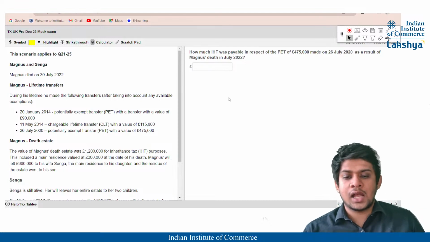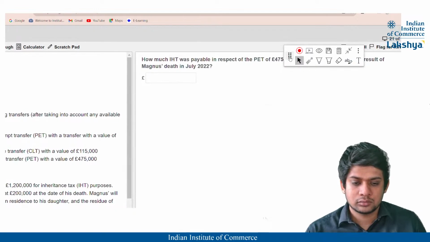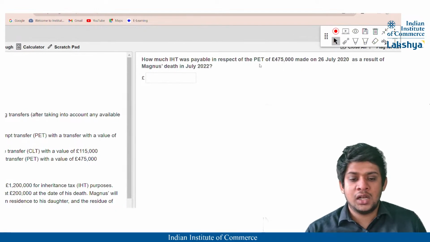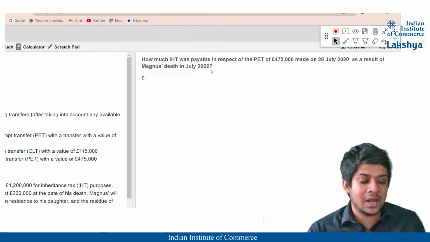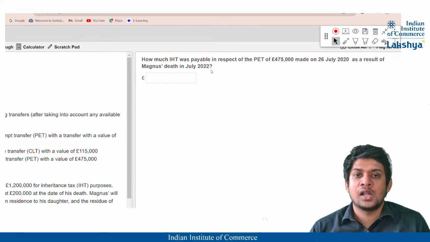Yes, guys. So this is another scenario, and you'll have to check how much IHT was payable in respect of the PET, that is potentially exempt transfers of 4,75,000 made on 26 July 2020 as a result of Magnus's death in July 2022. Right? So technically, she has made a PET of 4,75,000. That means maybe a gift or a transfer of any property or estate to probably her connected parties like her son or something. And in respect of that, if she has died within a period of 7 years, then that PET will become chargeable. Right?